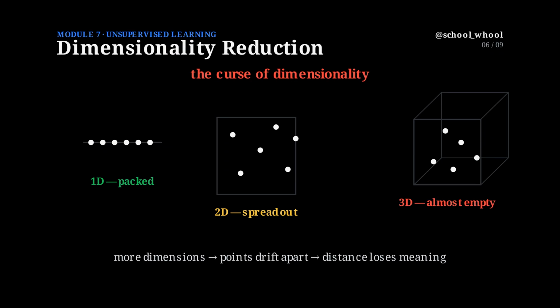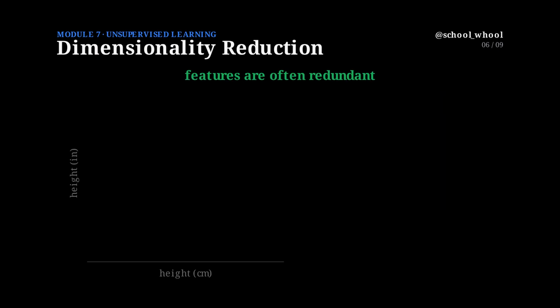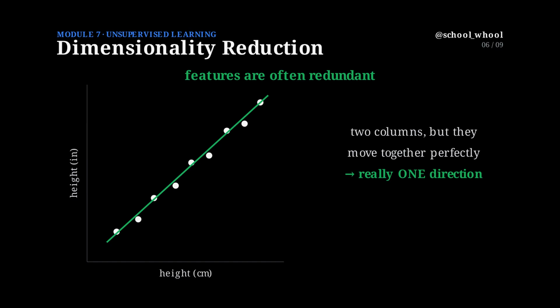Here's the opportunity. Many features secretly carry the same information. Height in centimeters and height in inches are, in truth, one fact wearing 2 hats. Plotted together they fall on a line, so 2 columns are really just one underlying direction. Most high-dimensional data is like this. The real structure lives in far fewer directions than there are columns.